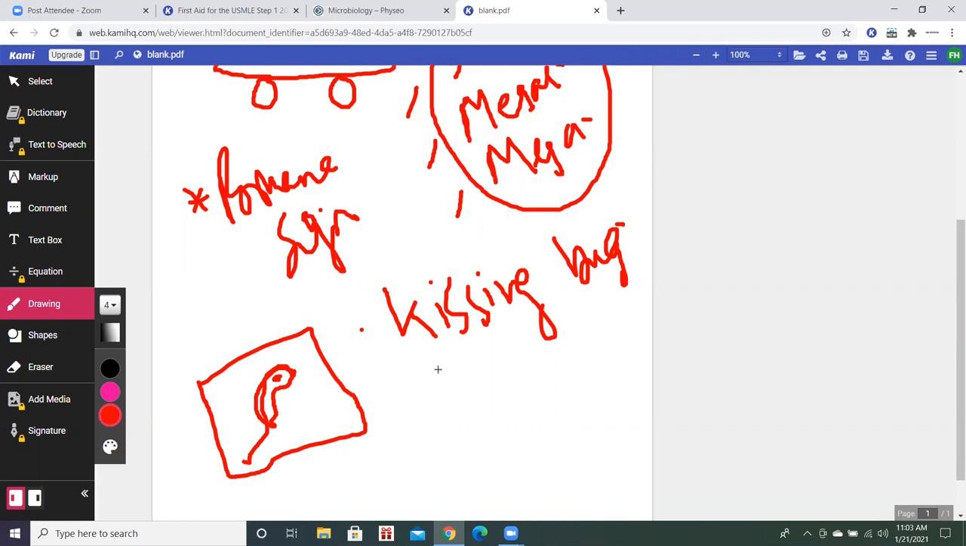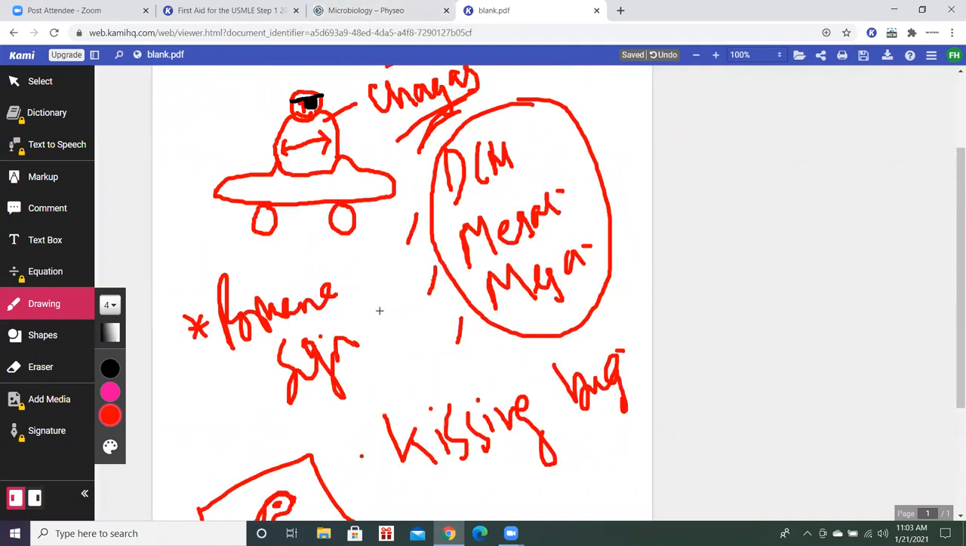The treatment for this one is we have to prescribe benznidazole or nifurtimox. The way that you can easily remember benznidazole is the car. This car is no ordinary car. This is a Mercedes-Benz. So Mercedes-Benz for benznidazole.